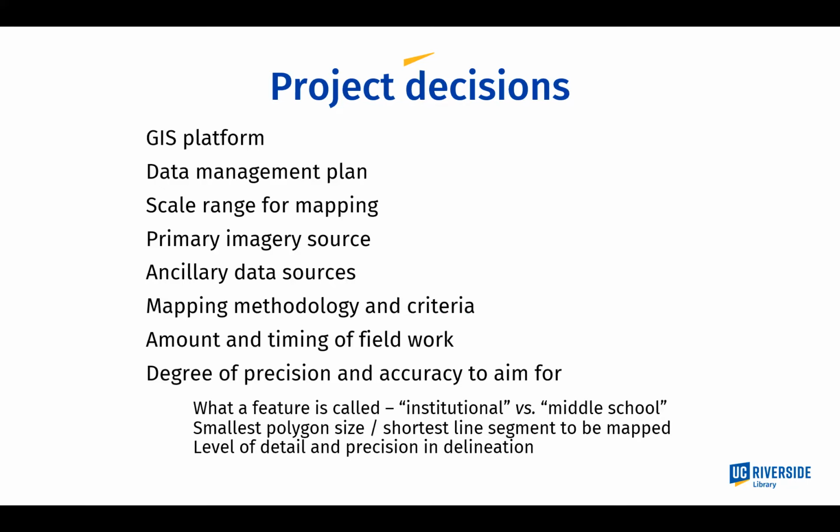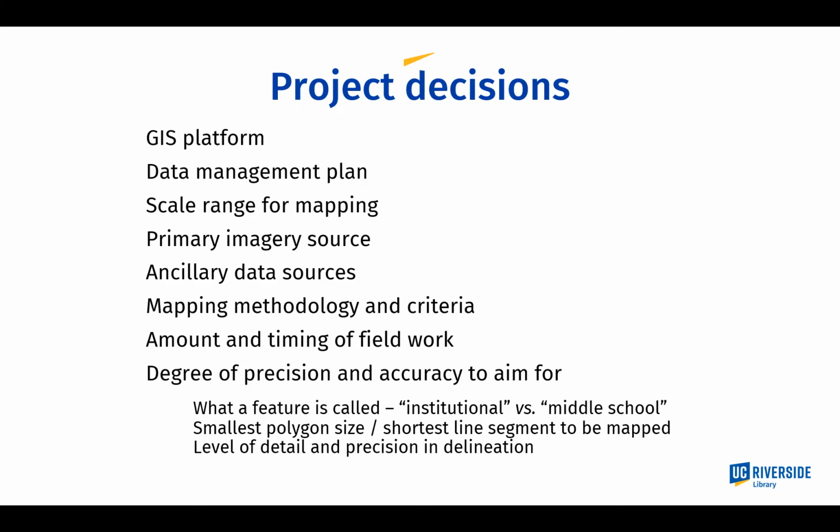So then with all of those variables, then you have the project. Now you have to start thinking about what you're going to do with this project. The first one is what GIS platform I'm going to use. And I have some slides following that are going to cover some of these areas in a little bit more detail. How am I going to manage the data? What scale range should we use for mapping? Should we be zoomed way far out, or should we be zoomed way far in, or something in between? What's going to be my primary image source? What other data sources can I use that will help me make my interpretations more accurate?